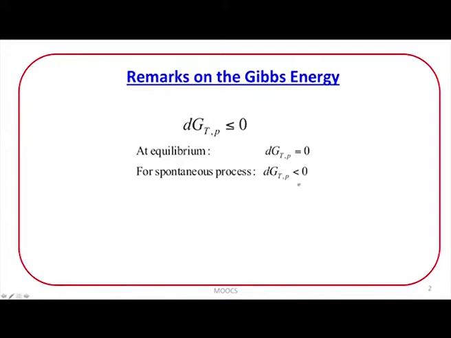This is the most widely used criteria of spontaneity, because it is easy to maintain temperature and pressure constant rather than maintaining temperature and volume constant. So, that is why most of the time, for spontaneity of the process, we take a look at the change in Gibbs free energy of the reaction, and if it is less than 0 at constant temperature and pressure, then the reaction is spontaneous in that direction.